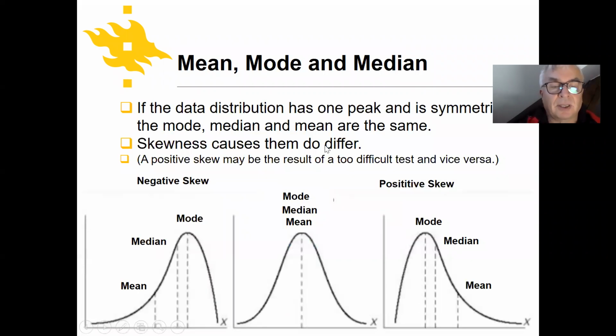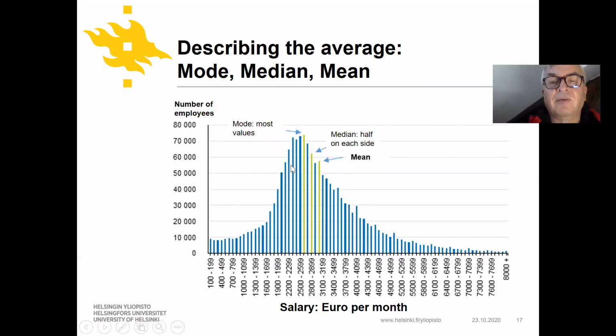And then you have the traditional mean. So there you count the sum of all the cases and divide it by the number of cases, and then you get the mean.